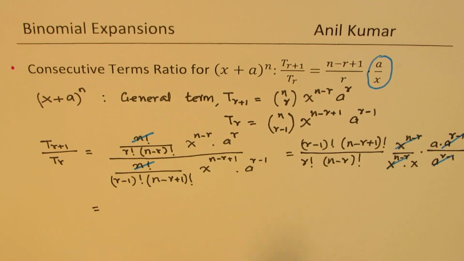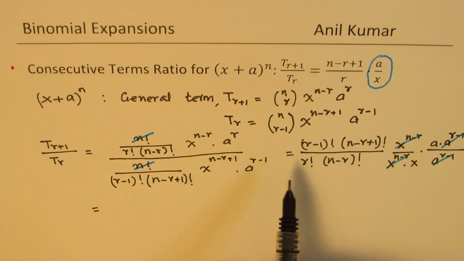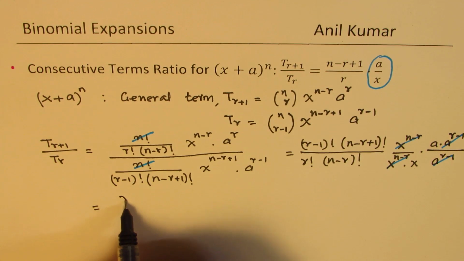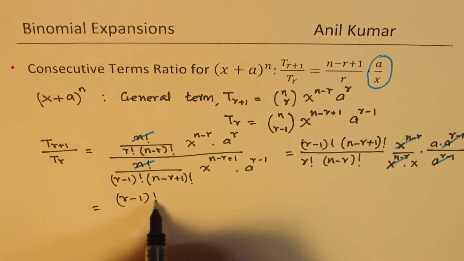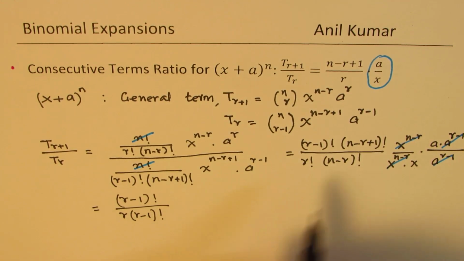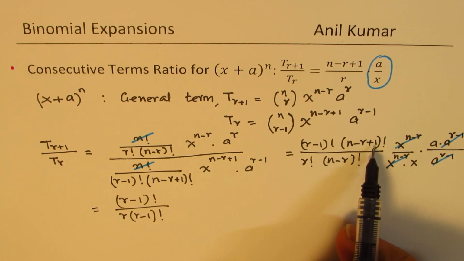Okay. So working with the binomial coefficients is very important from test point of view. So we need to understand all these steps. We have r minus 1 factorial. Here we have r factorial. So, well, r minus 1 factorial. And the denominator is r factorial. I could write this as r times r minus 1 factorial. Clear? Here we have n minus r plus 1. So this is 1 greater, right?